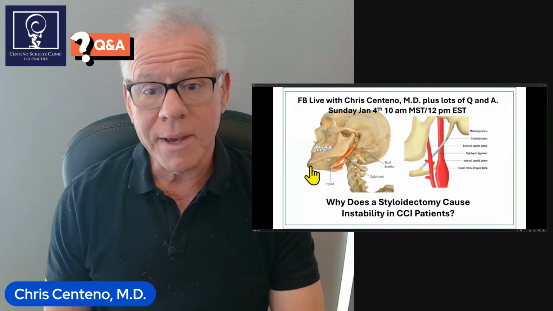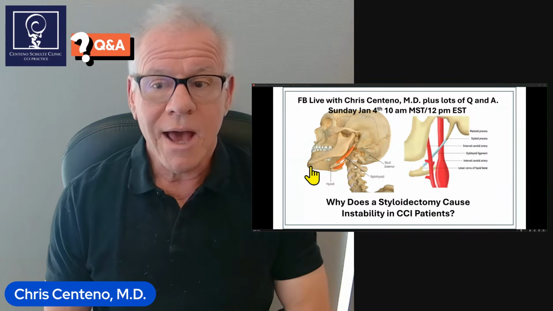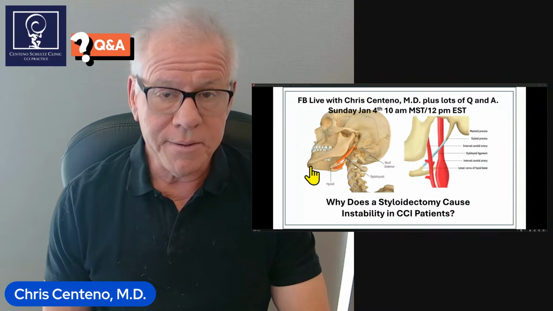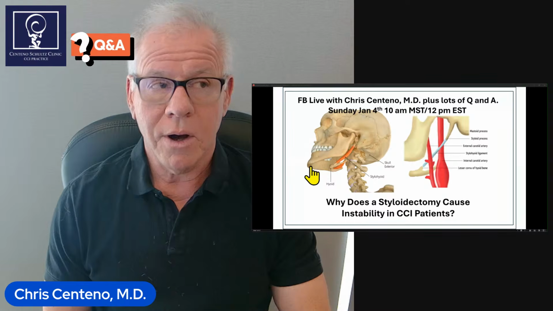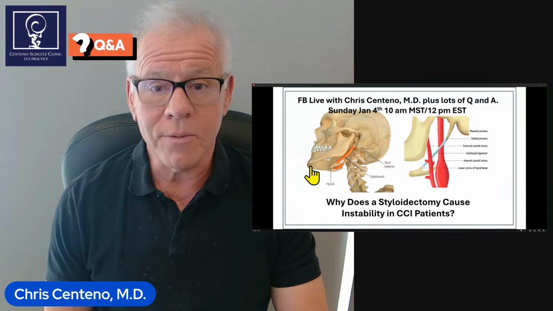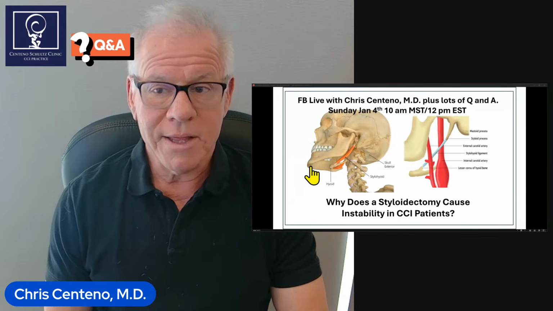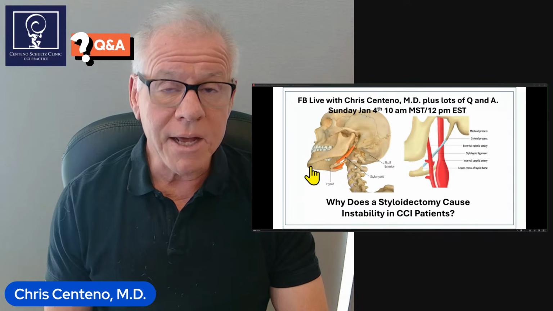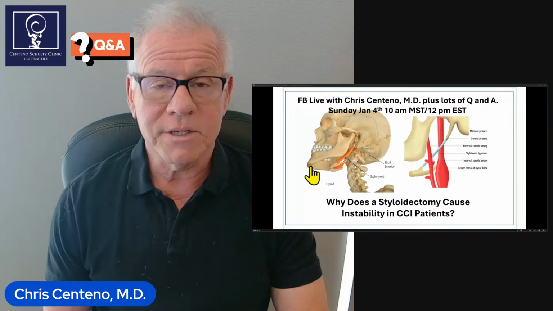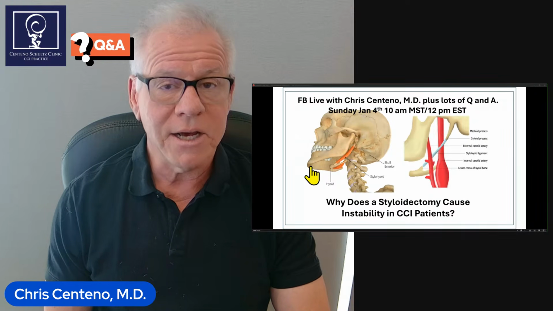Now, many of those patients, as I come in contact with them, have craniocervical instability. And so all of a sudden now we've got sort of two things going on, right? We've got this presumably long styloid that needs to come out, and at the same time, the person's got craniocervical instability. So what's going on with all of that?